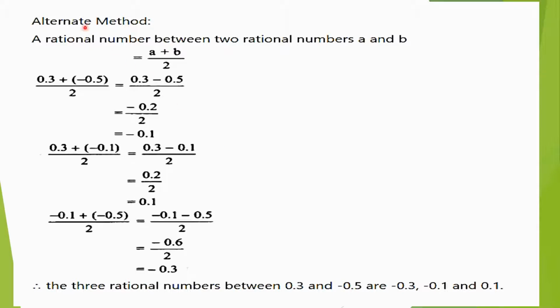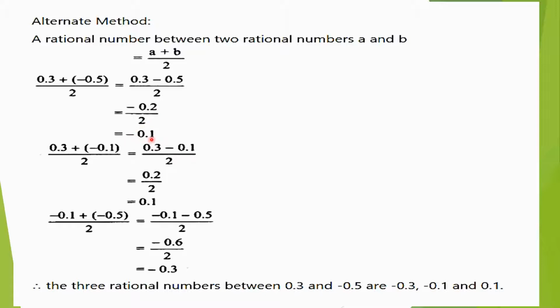There is an alternate method to find a rational number between two rational numbers a and b. That is the midpoint of two rational numbers, which can be found out as a plus b upon 2. So the first number: 0.3 plus minus 0.5 upon 2. When we open the bracket, we get 0.3 minus 0.5 upon 2. We get it as minus 0.2 upon 2. So when we divide the number by 2, we get minus 0.1.